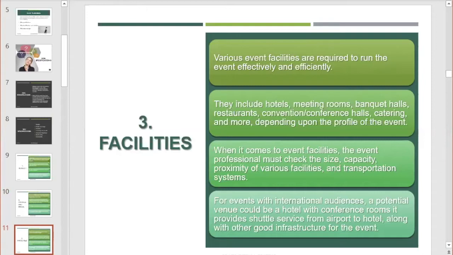So for instance, when we talk about facilities, let's say the facilities for a children's party. You must first of all check the size of the facility that you are organizing, depending on the number of children and parents you are expecting. The capacity of that facility, right? The proximity of the various facilities, and then transportation systems. So imagine we were having a children's party for some kindergarteners, and we were wanting their parents to bring them. And we are expecting about 200 kindergarten children.